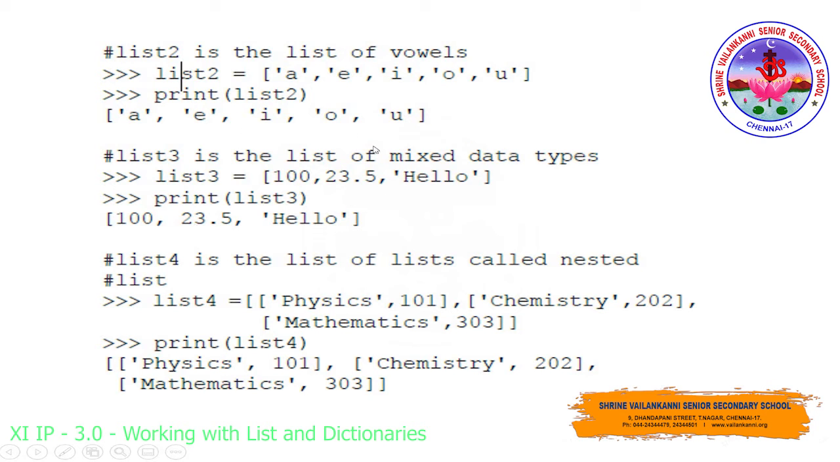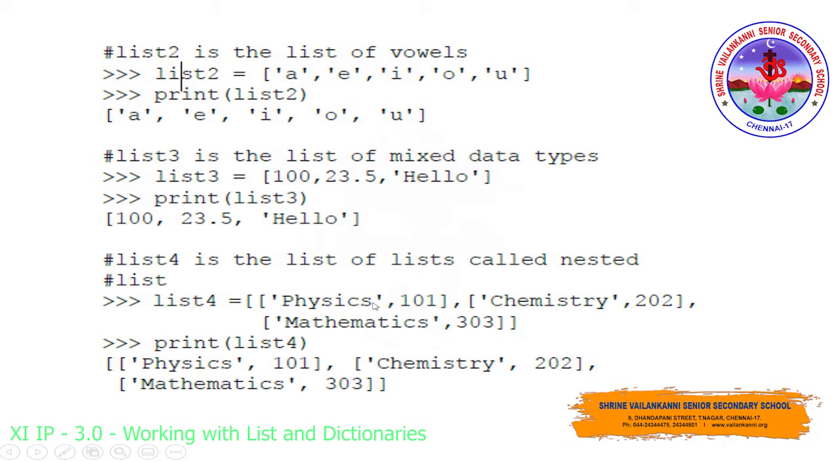Even here you can see a combination of mixed data types: 100, 23.5 and hello. list3 is a variable, and for this variable they have created a list of mixed data types. 100 is an integer, 23.5 is floating point, and hello is a string data type. If you look at the fourth example, even this is possible: you can create a nested list. A nested list means one list inside another list. list4 is a variable, and for that variable, the first bracket and the last bracket represent that it is the overall list.